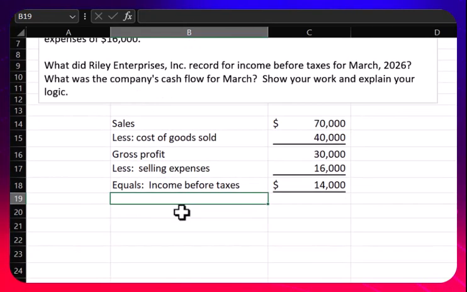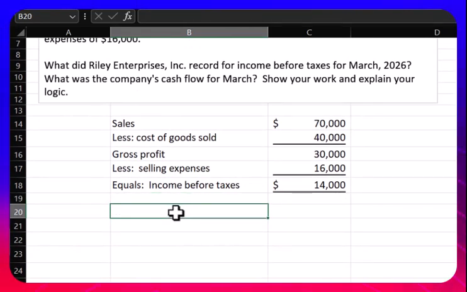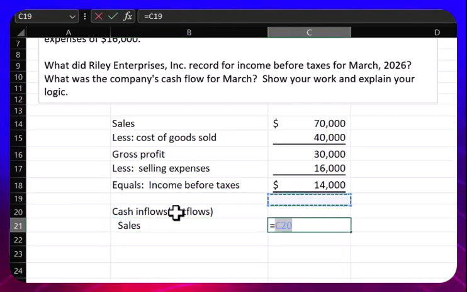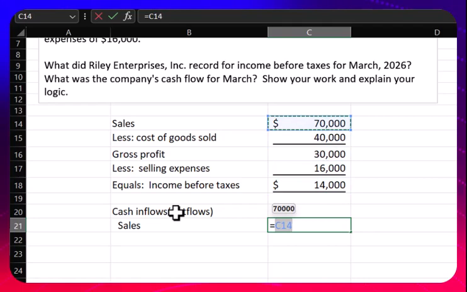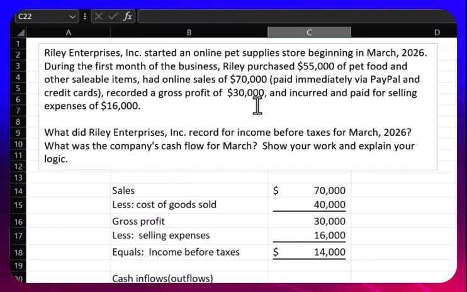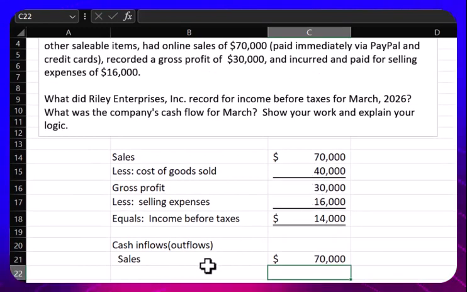All right, let's slide up, give us a little bit of room to operate. And let's figure out what the cash inflows and outflows are. We'll show inflows as positive numbers and outflows as negative numbers. All right, so the sales was given to us. They told us the sales was received almost immediately or perhaps immediately. What was the exact words? Paid immediately. PayPal and credit card of $70,000.